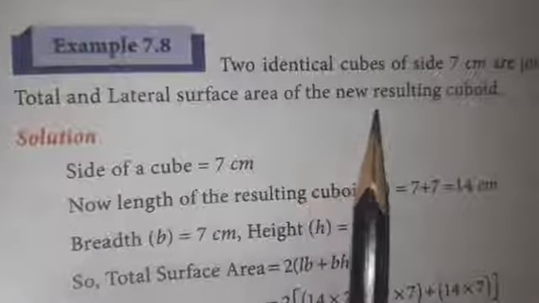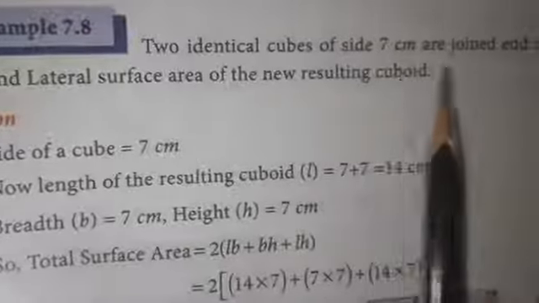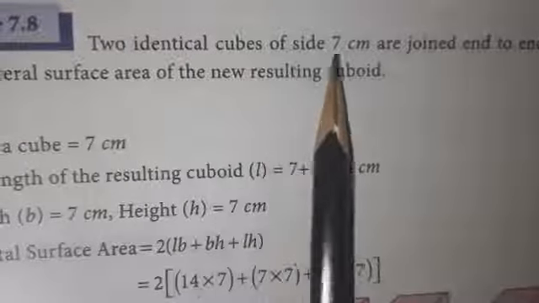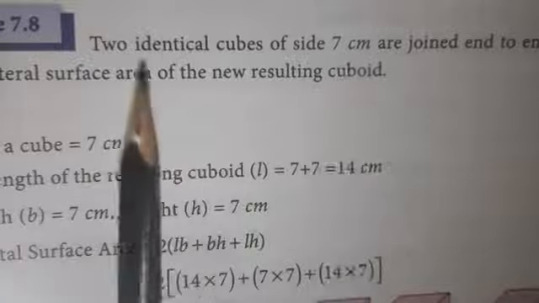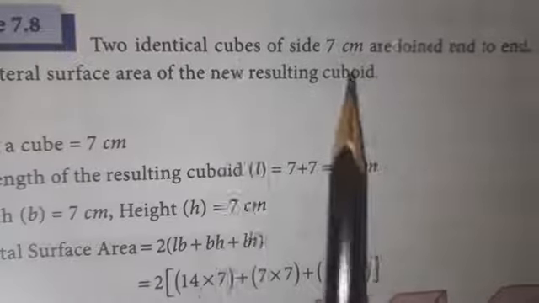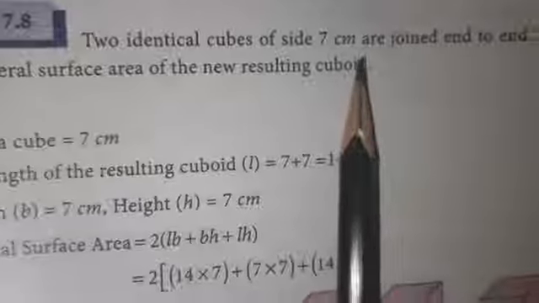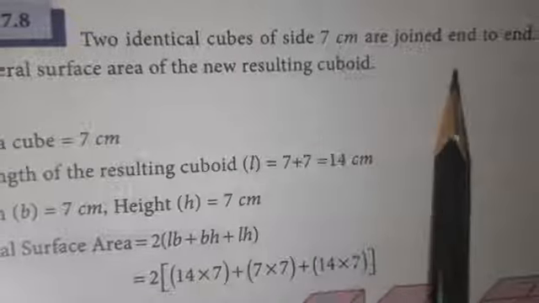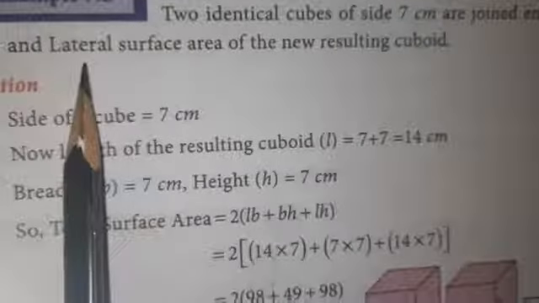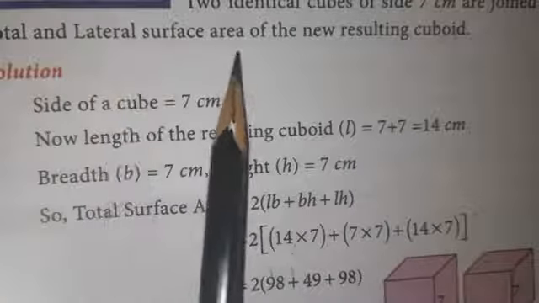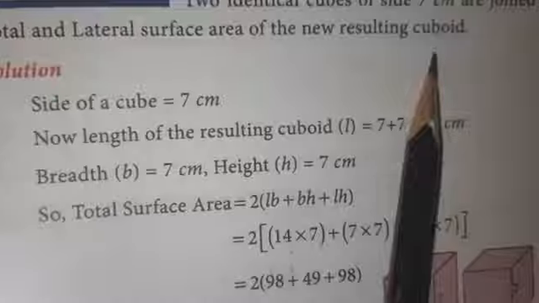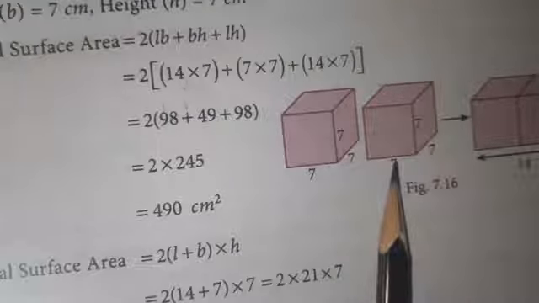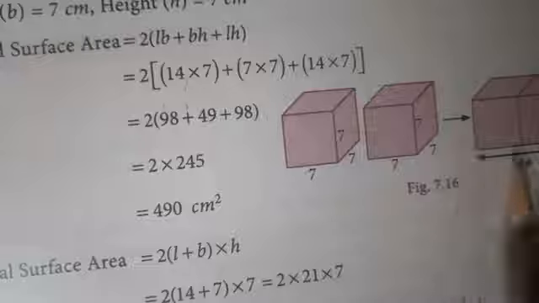Example 7.8. Two identical cubes of side 7 centimeter are joined end to end. In this question, a cube has side 7 centimeter, and two cubes are joined. In the exercise question, 3 cubes are joined, but here 2 cubes are joined. Find the total and lateral surface area of the new resulting cuboid. The picture is shown here. This is the first cube, 7, and the second cube, 7. So 2 cubes are joined.